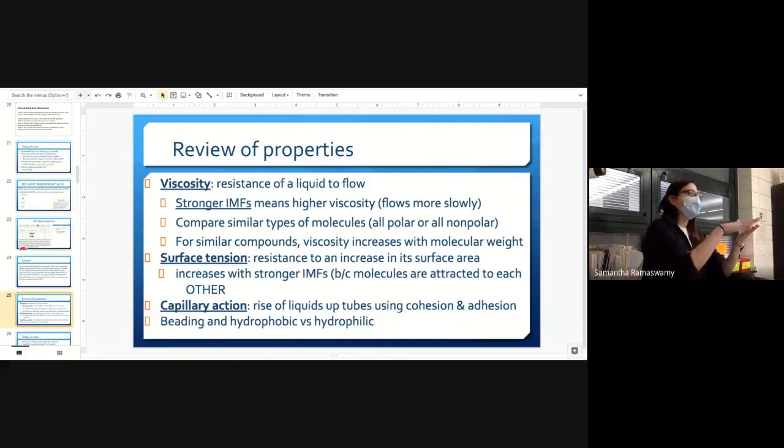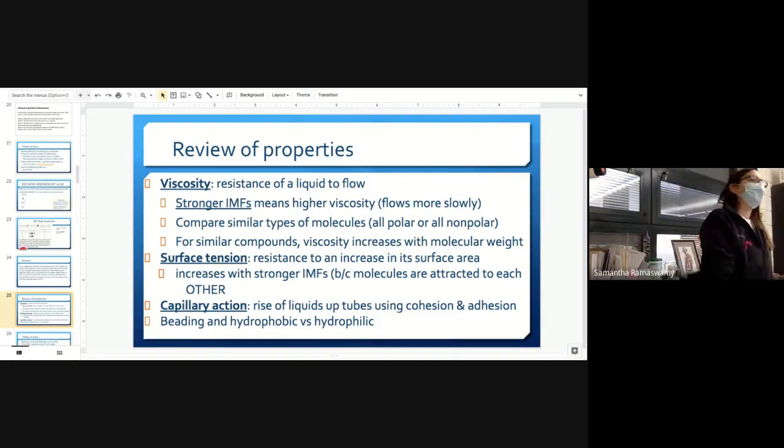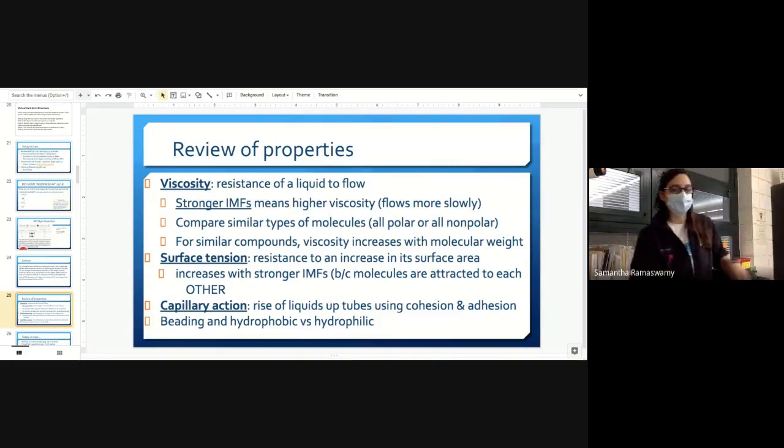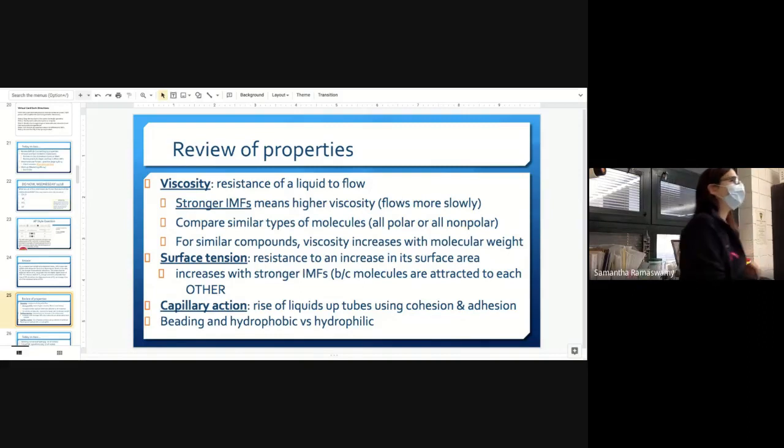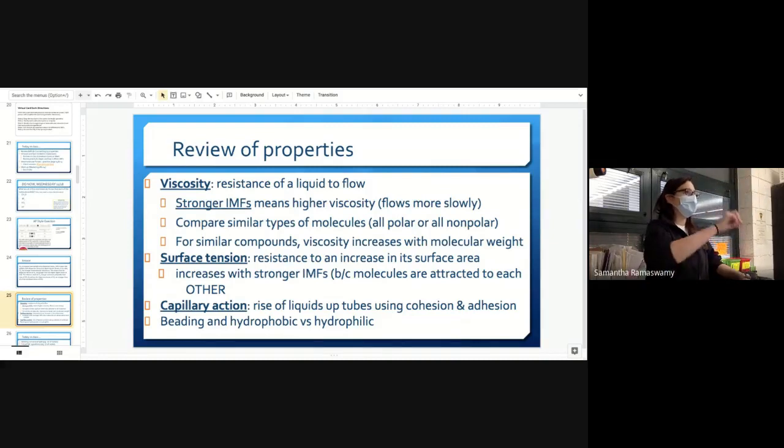Surface tension we looked at yesterday. That's like the skin on top of a liquid. So it increases with stronger intermolecular forces as well because the molecules are attracted to each other. And then capillary action, they used to talk about a lot more. They kind of got rid of capillary action, but that's when you actually have a liquid that will rise up a tube on its own. So that's how trees get water from the roots up to the branches.